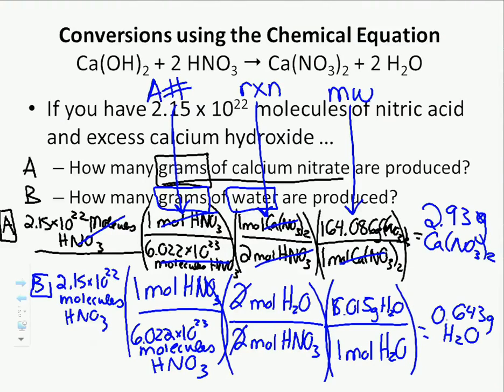So notice this is a perfect example. You can't just use grams to solve a problem because you start out with the same number of molecules of nitric acid. You would think you would produce more of water, but notice you produce 2.93 grams of calcium nitrate and 0.643 grams of water. So it looks like you produce less of water, but in actuality you still produce more molecules. You produced a lower mass of water, but you produce more molecules.